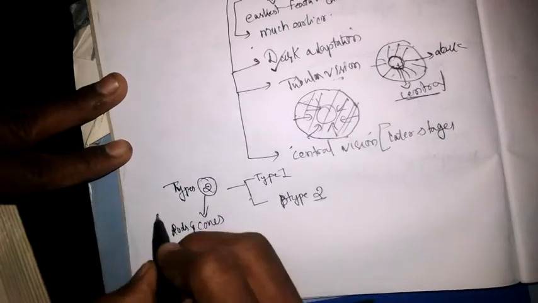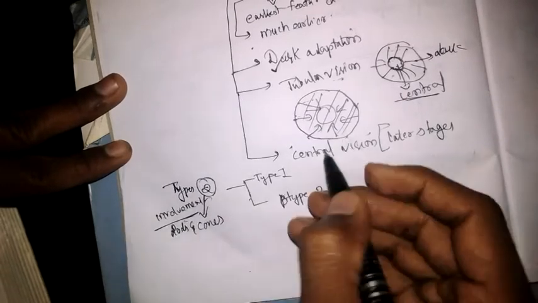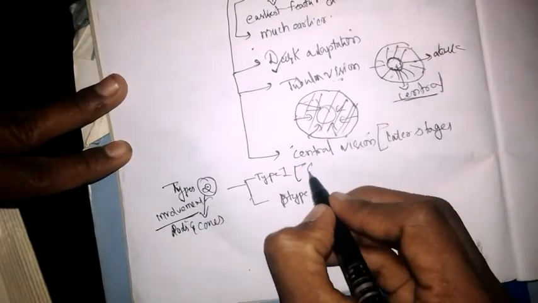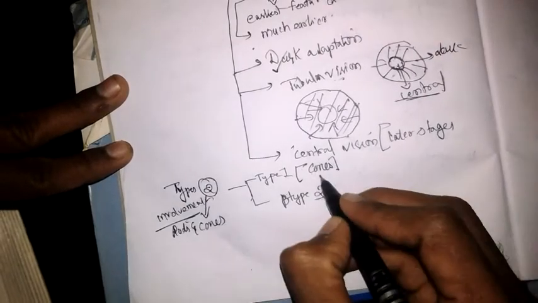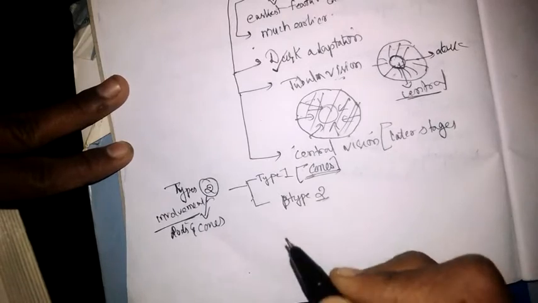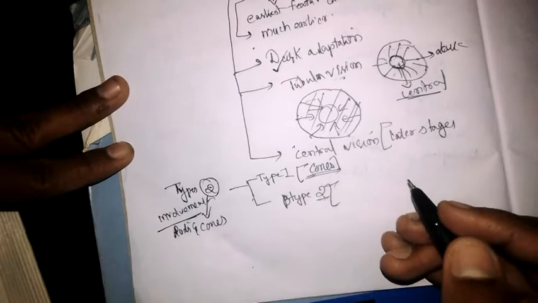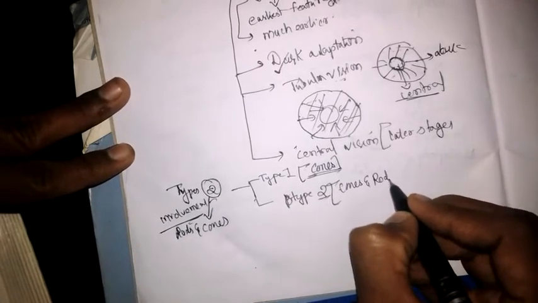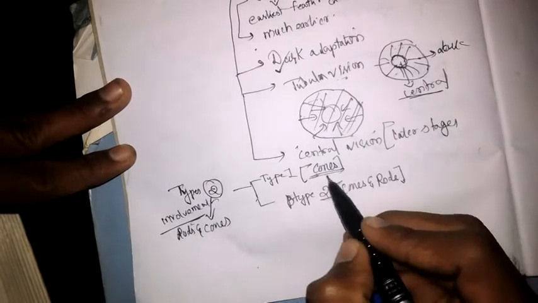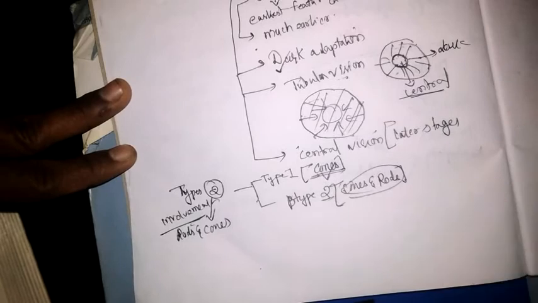Based on involvement of rods and cones, these two have been classified. In type 1, what you see is involvement of cones. In type 2, what you see is involvement of both cones and rods. Clear? So in type 1 only cones are affected, whereas in type 2 both are affected.